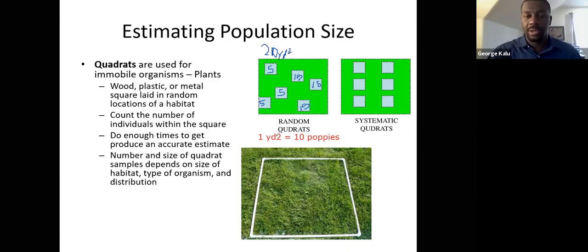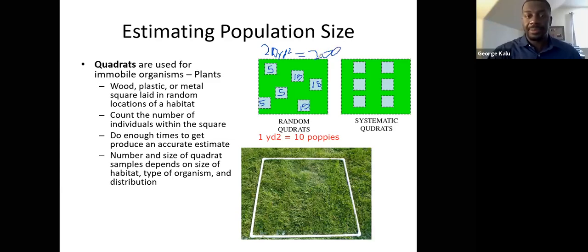So 20 square yards total. If we found that in each individual square yard there's about 10 poppies, and you have 20 square yards, all you do is multiply 10, which was your average, times 20, which was your total square yardage. And that would estimate your population to be about 200 poppies.